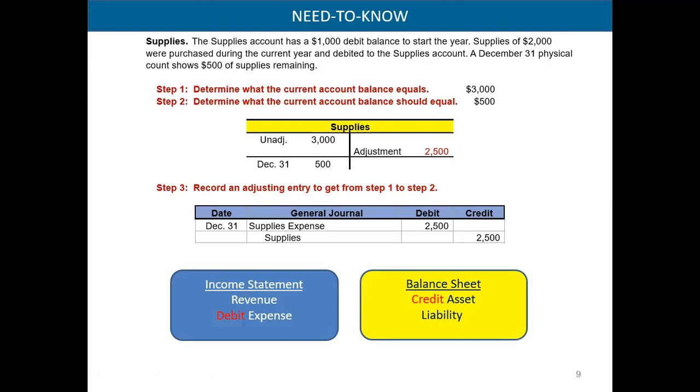So then we're debiting the expense, debiting supplies expense, crediting the asset. Again, we're debiting the expense for the amount that has been used. Expenses increase with the debit, right? We're crediting the asset, so that reduces the asset. It takes it from the $3,000 balance that our ledger account showed down to the $500 balance that it should show, right? Because we've used up 2,500 of those supplies.